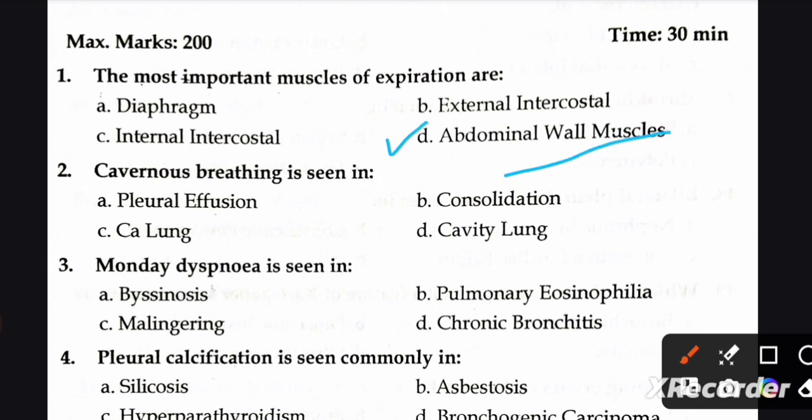नेक्स्ट है: cavernous breathing is seen in A. pleural effusion, B. consolidation, C. CA lung, and D. cavity lung. Right option is D. cavity lung. Next question is: Monday dyspnea is seen in A. bassinosis, B. pulmonary eosinophilia, C. malingering, and D. chronic bronchitis. Right option is A. bassinosis.